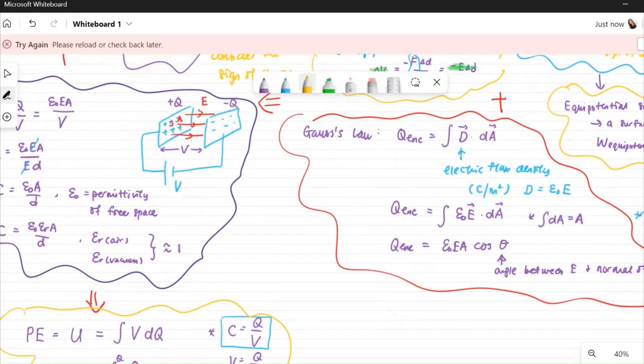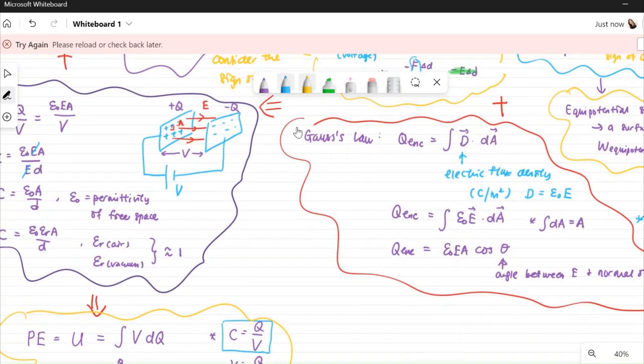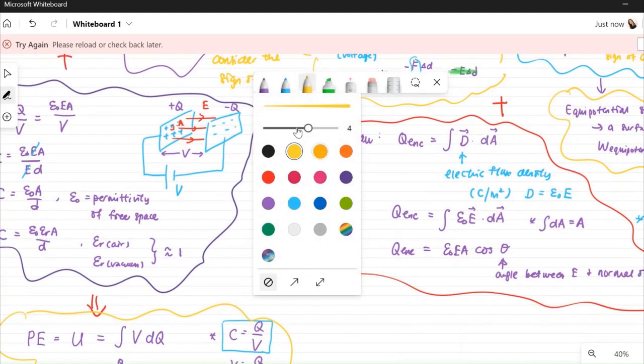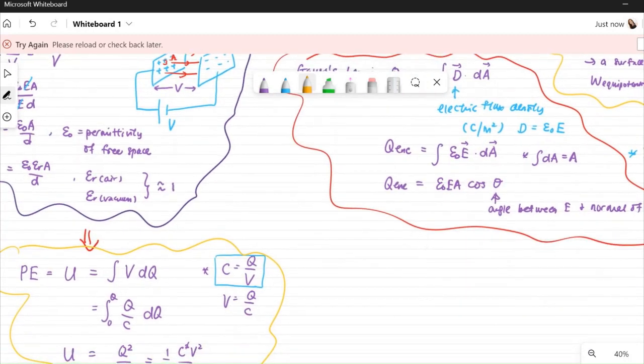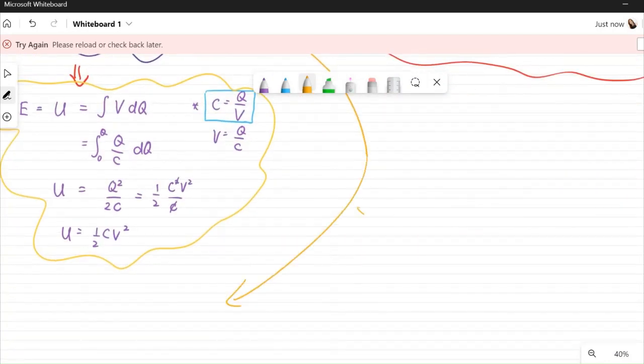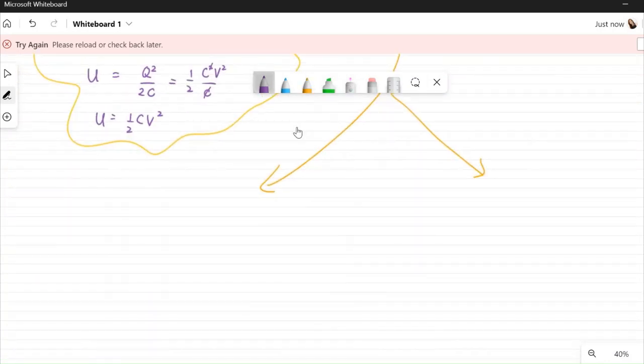Since we are learning about the parallel plate capacitor, this capacitor can be arranged in either a series or parallel connection, right? So we look at what happens if we connect the capacitors in series. So this one is capacitors in series.